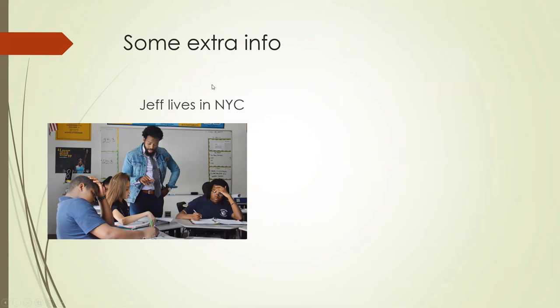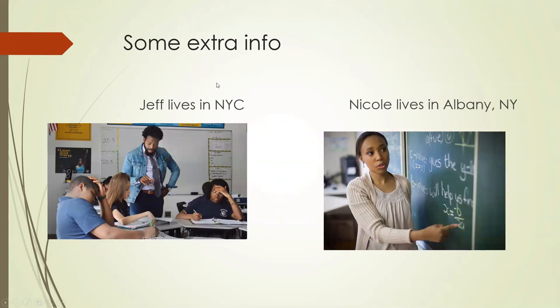So let me give you some extra info, okay, with this. Jeff lives in New York City, okay? So in New York City, he makes $70,000 a year. And Nicole lives in Albany, New York. Okay, I picked Albany, New York, because that's where I grew up, okay? So when you see this, okay, who would you say is doing better? Who's better off? Why would you say Nicole? Yeah, why are you guys saying Nicole?